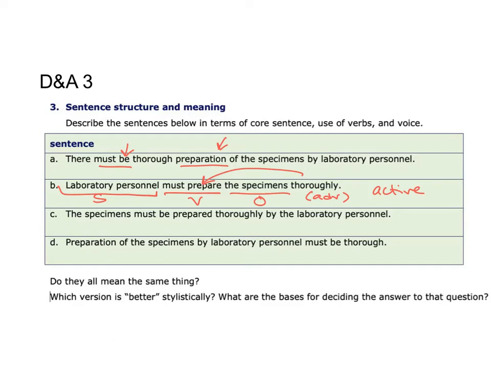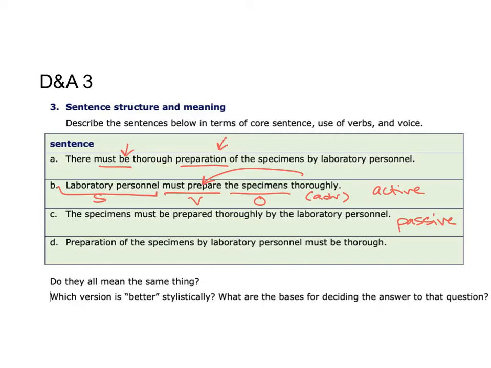If we go down to C, the specimens must be prepared thoroughly by laboratory personnel. Once again, we have passive voice. It's not very much different from A, except that there is no there are, there is. So it's a little bit stronger, but it's still in the passive voice. And I could make an argument that this might be the best sentence if, for instance, it's most important to emphasize the preparation of the specimen versus who is preparing it.